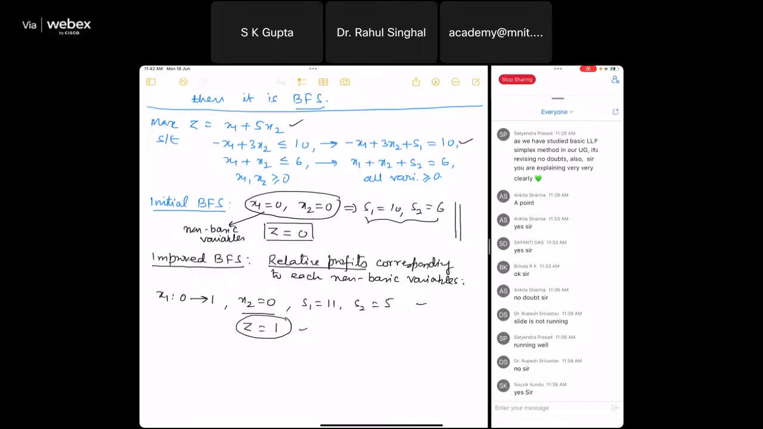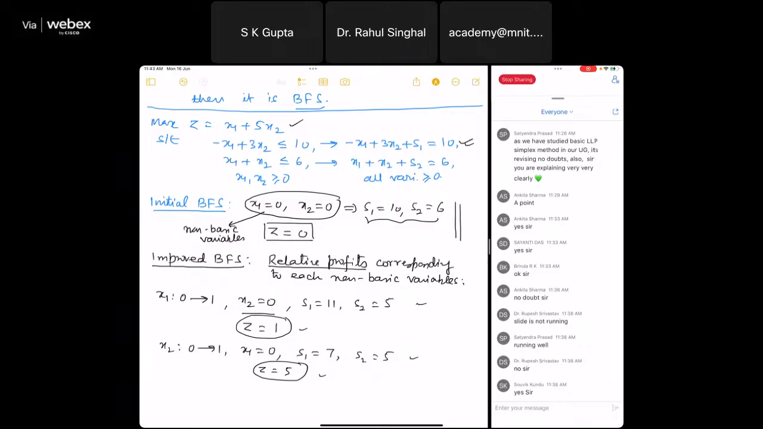The same I will do for x2 also. I will increase x2 from 0 to 1, keeping x1 equal to 0. When I put it in the first equation, I will get s1 as 7, and s2 as 5 again. It is a feasible solution, no doubt, but not a basic feasible solution. So from here I will get z as 5. So the relative profit corresponding to x2 is more than the relative profit corresponding to x1 in this case.